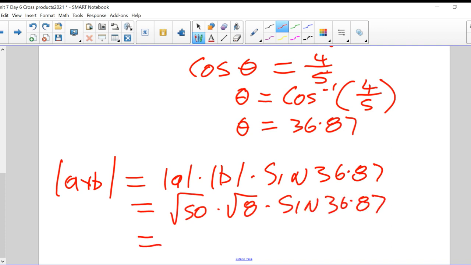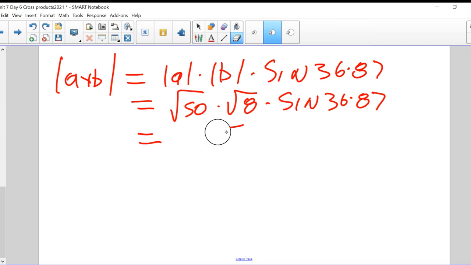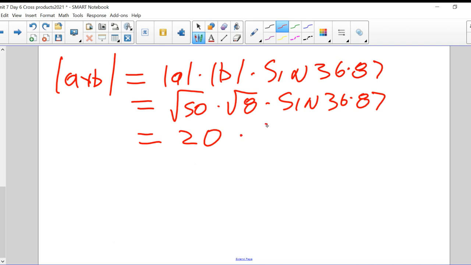Now, because we rounded, you may not get it to be exactly 12 unless you kept the number in your calculator, right? In fact, the square root of 50 times 8, we already found, is the square root of 400, which just works out to be 20. Let's just cut to the chase here, right? The square root of this turned out to be 20. So it's going to be 20 times the sine of 36.87.